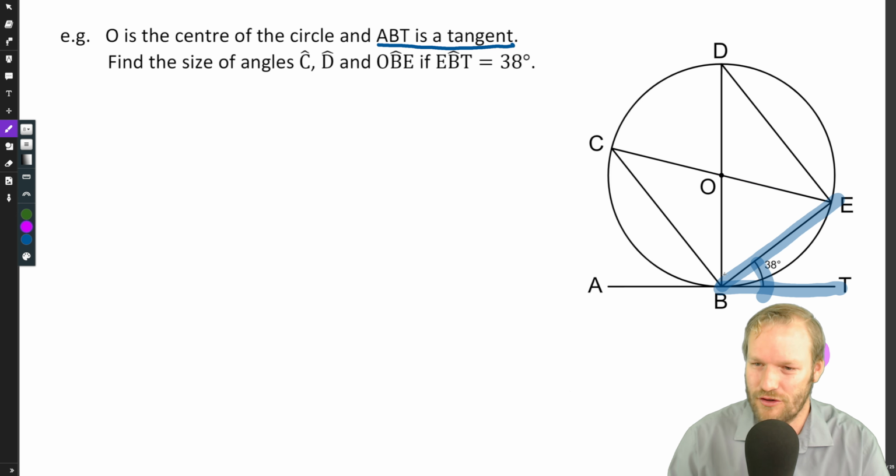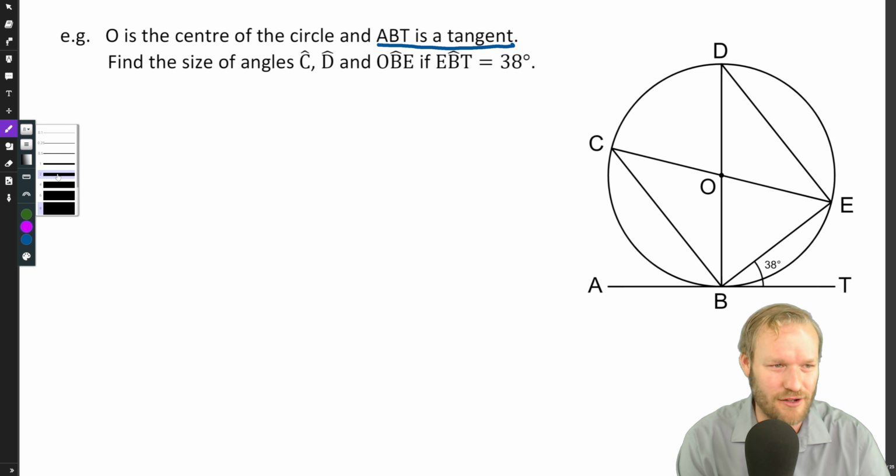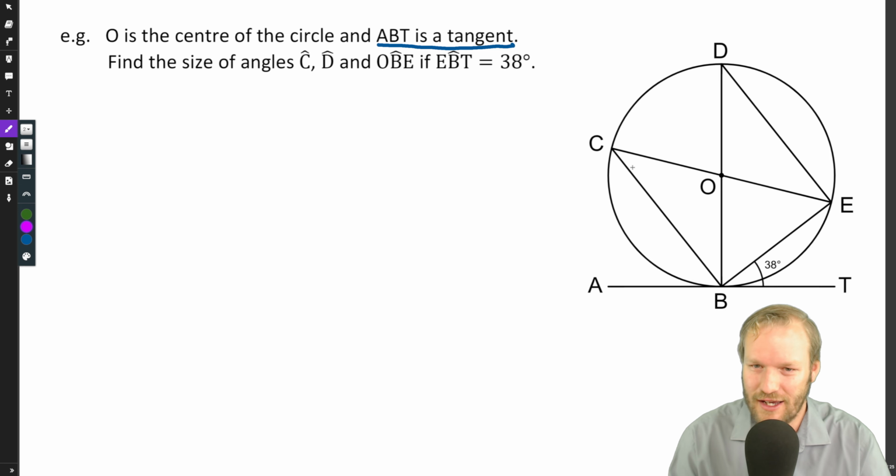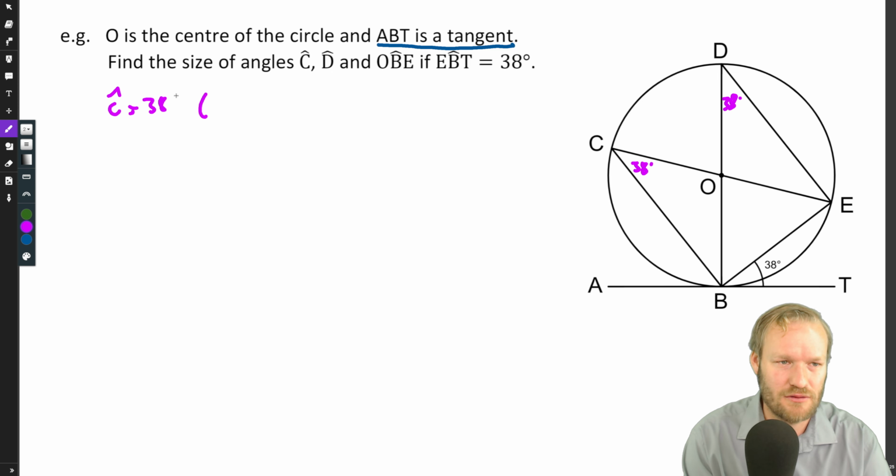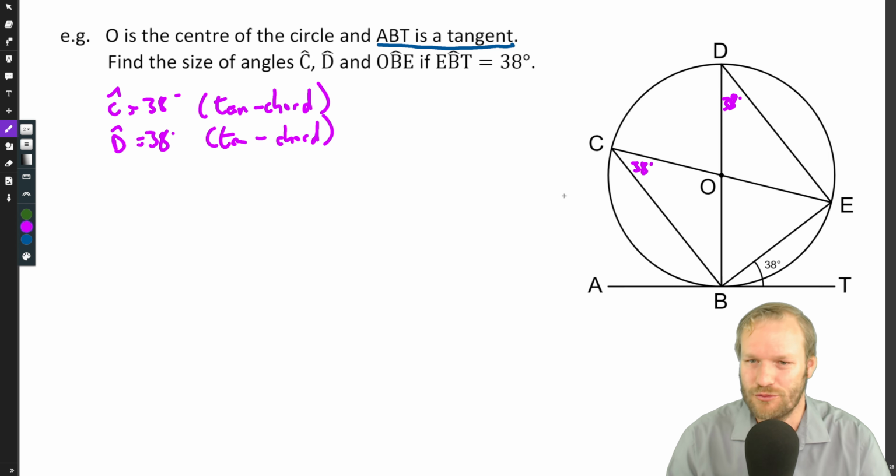Now, we could also have gone from B and E and going across to this side of the world, and that would also be 38, which of course we might have seen from angles in same seg too once we had the first one. Okay, so let's capture that because no doubt we're going to need to find what those angles are, and they were so quick and easy to find. We know that that's going to be 38, and that's also going to be 38 from tan chord. So C equals 38 degrees, tan chord, and we also know that D equals 38 because of tan chord. Okay, so those we've got and put in the diagram.